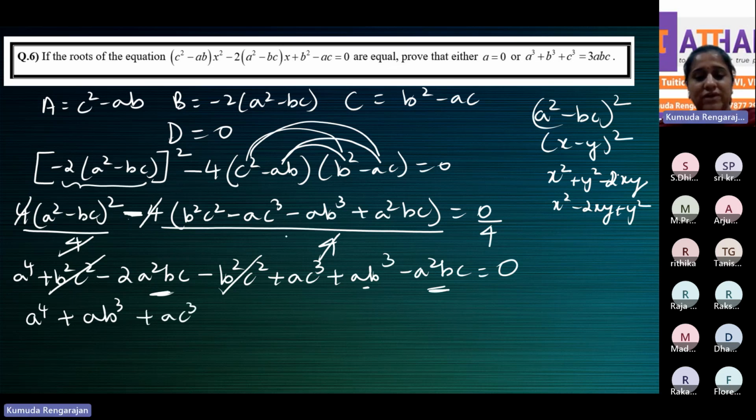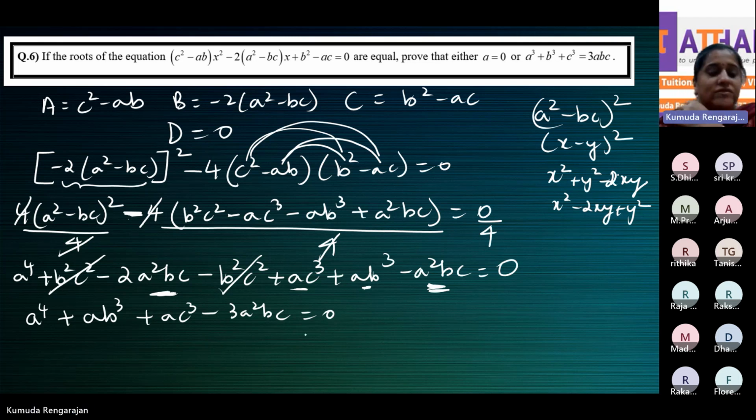Then this simplified one, minus 2a square BC minus a square BC is minus 3a square BC, equal to 0. I think we have not missed anything. A to the power 4. Then I said we'll write this B, AB cubed, then the C, AC cubed, and these two we put together. Minus 3a square BC. Next what, children? Observe the terms and tell me next what?